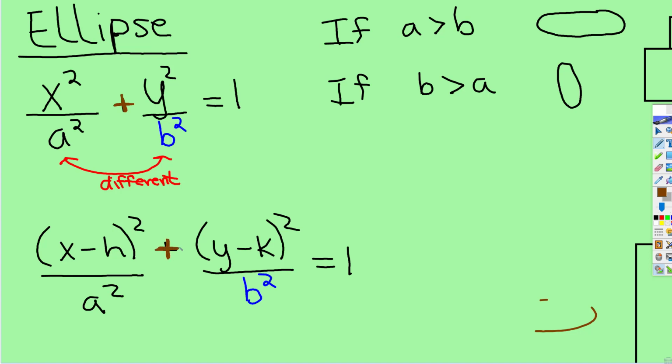And again, there's a plus sign between the x squared and y squared, and if there's parentheses, that just means that the center will not be at the origin. You take the opposite of those two values.